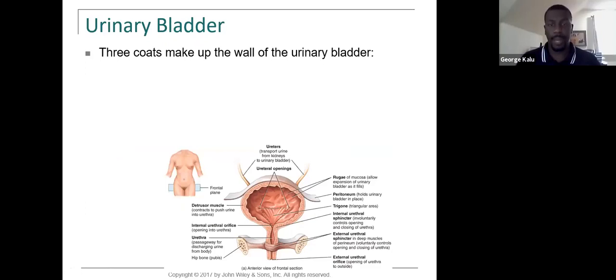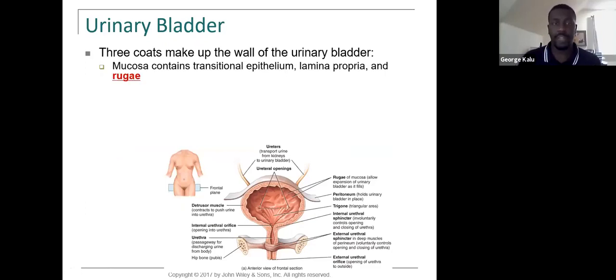Okay, so when we look at the bladder, there are going to be 3 overall coats to it. The first one is called the mucosa. The mucosa is the deepest layer, and that's going to form the walls. We're going to find our transitional epithelium, some lamina propria, and then some rugae, which are the ridges similar to the ridges we saw inside the stomach. So we're going to have some rugae here inside the mucosa.